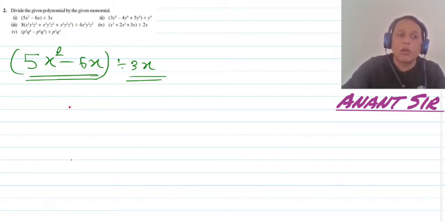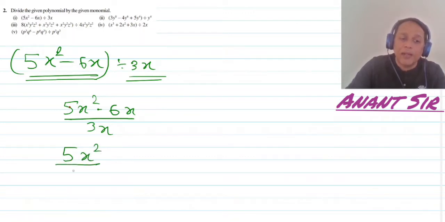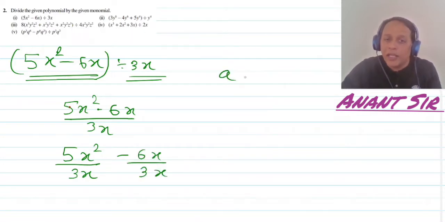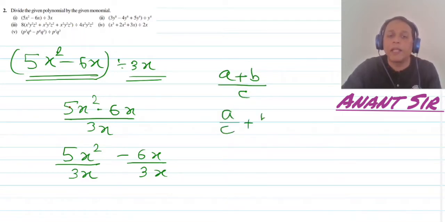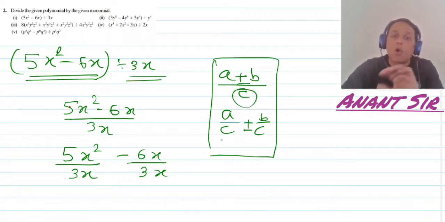So now what can we do? It is 5x square minus 6x divided by 3x. We can separate 5x square by 3x and minus 6x by 3x. See, if you have a plus b upon c, that means it is a by c also and b by c also. If it is plus, then it will be plus between them. If it is minus, it will be minus between them. That division c is common to all the terms in the numerator.